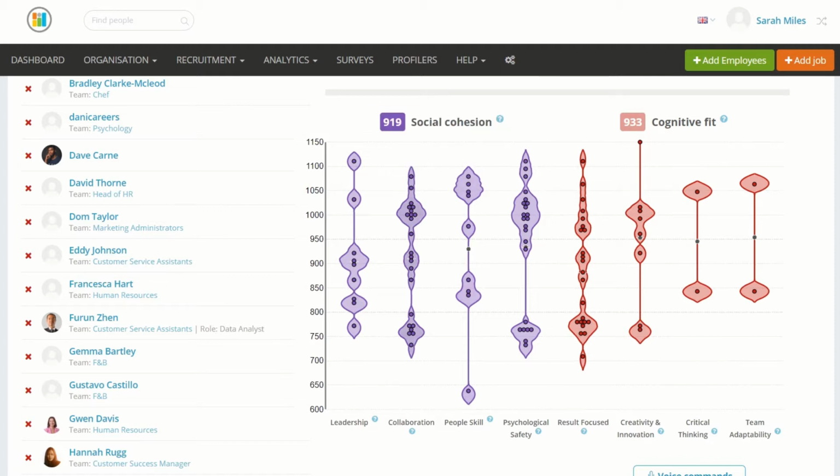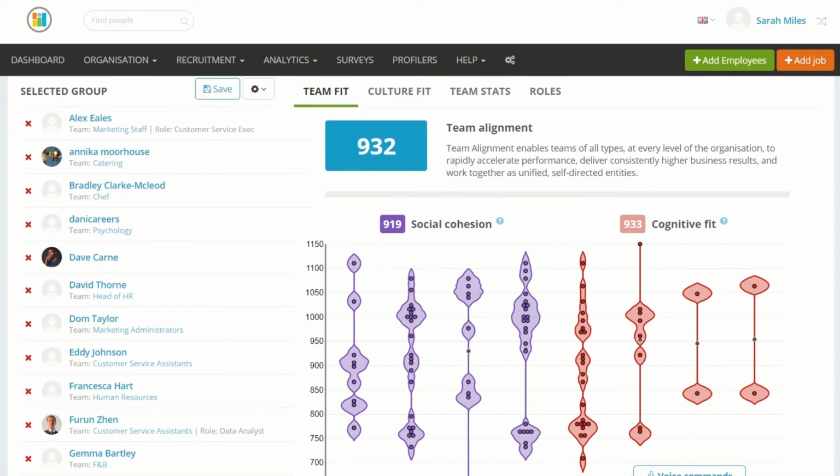In social cohesion and cognitive fit, we have got two overall scores that summarize the variance that we've got in all these results. The closer to 1,000 it is, the more it is the norm. If it is above 1,000, you could see it as an alignment buffer. If we're going far below 1,000, the team is already stretched in that capacity. And combining those two, we've got the overall buffer, which we call team alignment. The higher the team alignment score, the better the team will be able to deal with rapid change or with changes to the team.